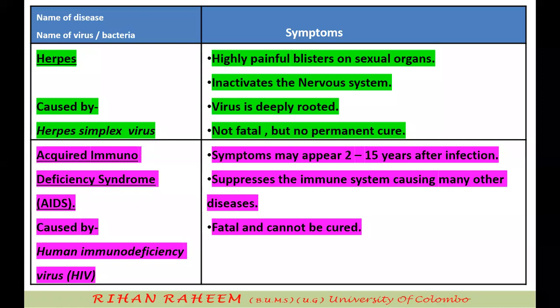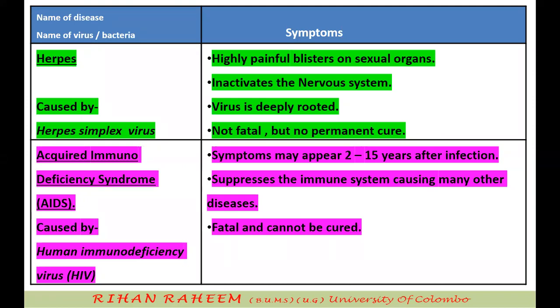Though these things are very common in foreign countries, because they have unwanted relationships and very bad habits, multiple sexual partners and people having sex with unknown people, all these things can cause these kinds of diseases.